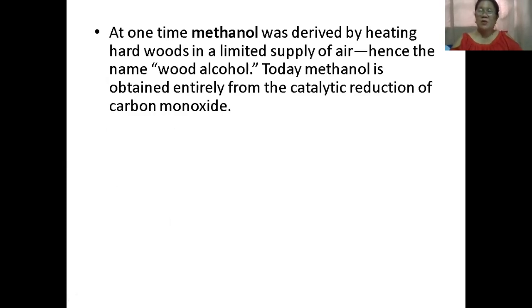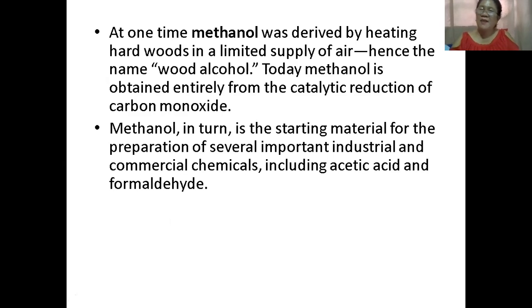One is methanol. What is methanol? Methanol is derived by heating hardwood. That is why methanol is known as wood alcohol. Today, methanol is obtained entirely from the catalytic reduction of carbon dioxide. Then methanol in turn is the starting material for the preparation of industrial chemicals such as acetic acid and formaldehyde. Formaldehyde is formalin. Acetic acid is vinegar, the glacial acetic acid.